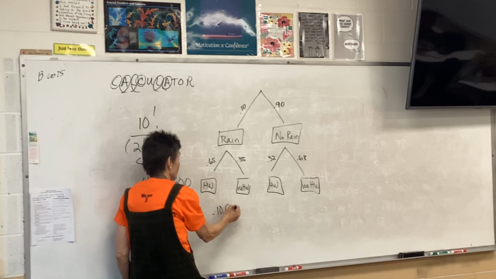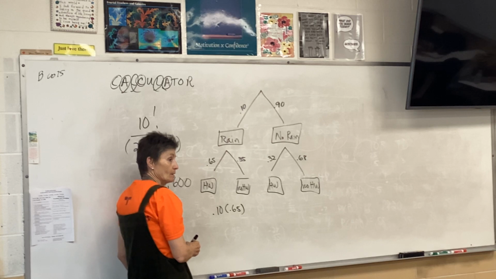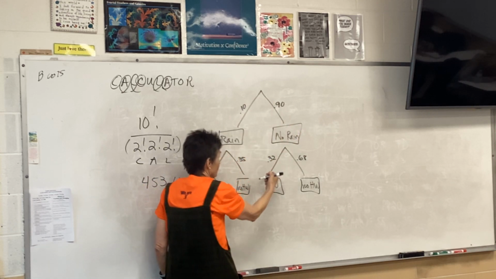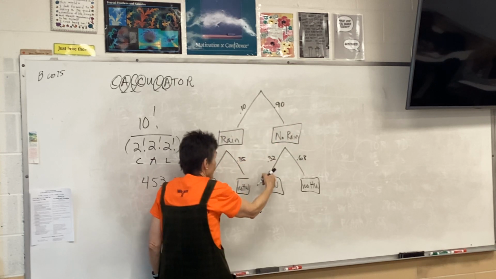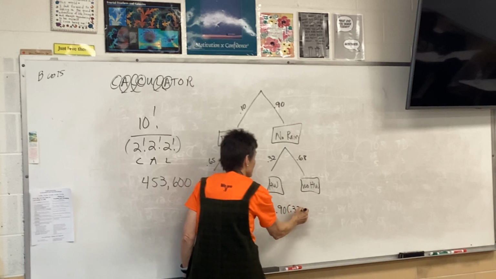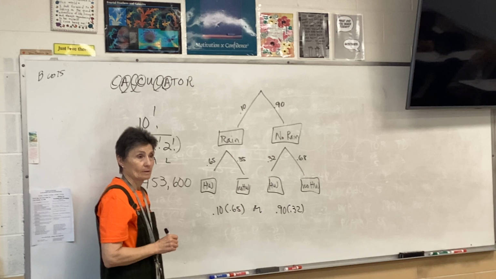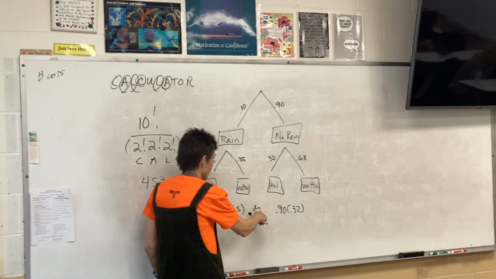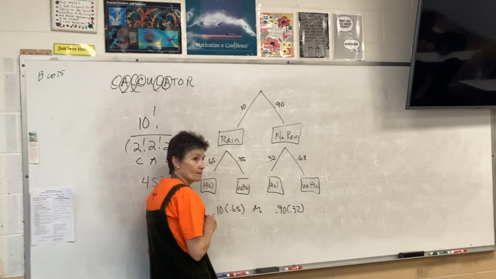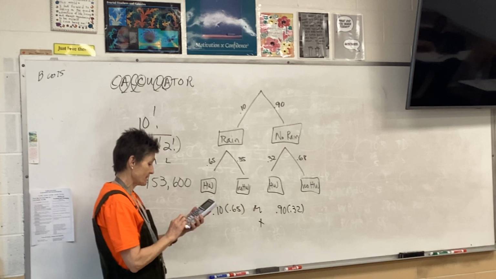So 0.10 times 0.65. Or it could not rain and do homework. This branch right here. So that's 0.90 and 0.32. And since it's this or this way, what am I going to do to these two answers? Add them. Yep. So that should give us a nice little decimal.